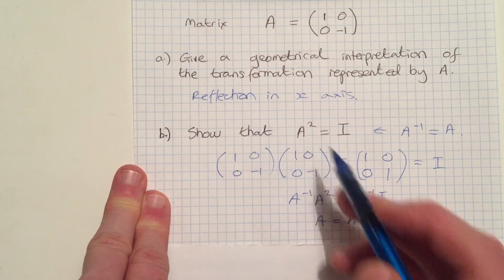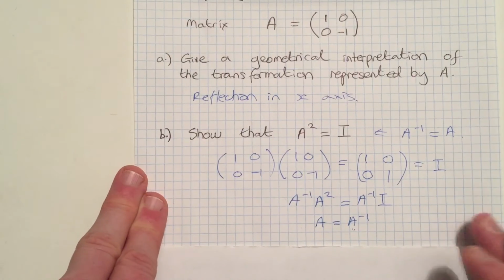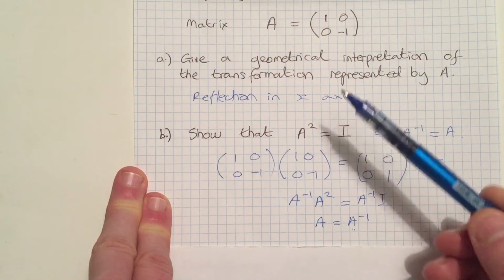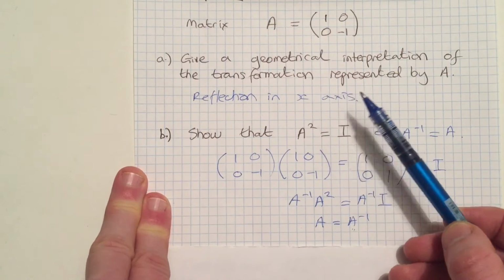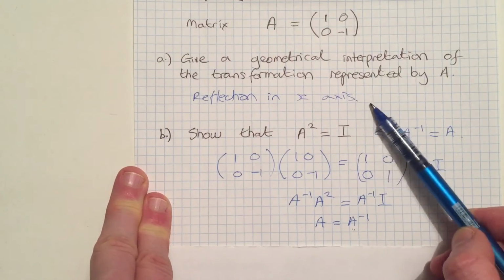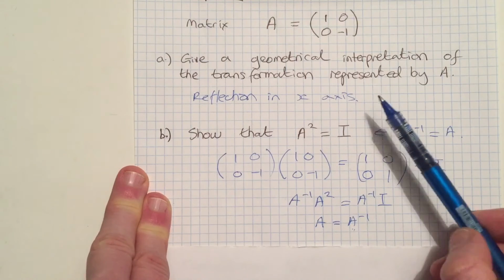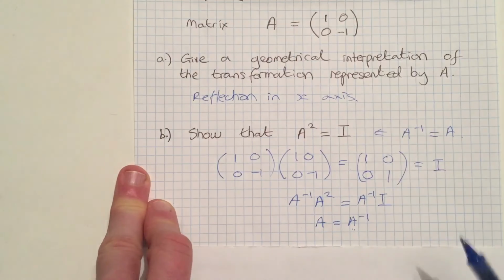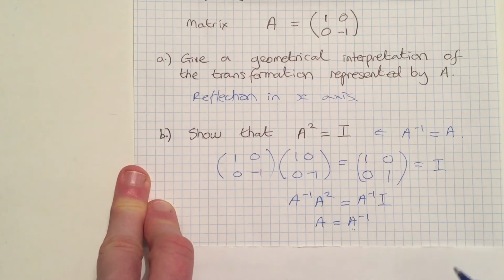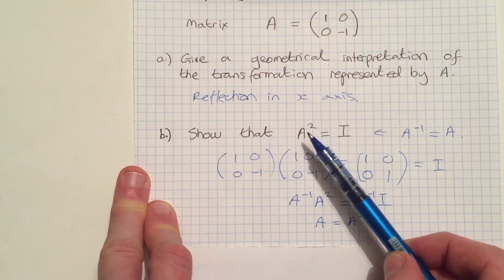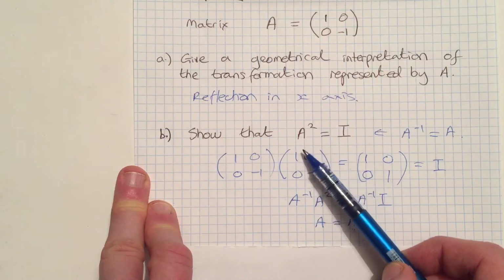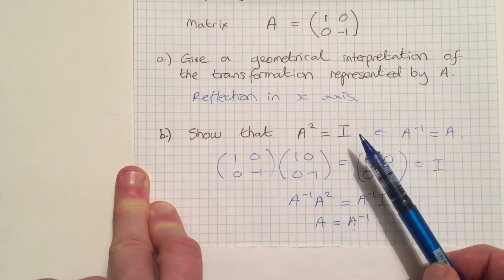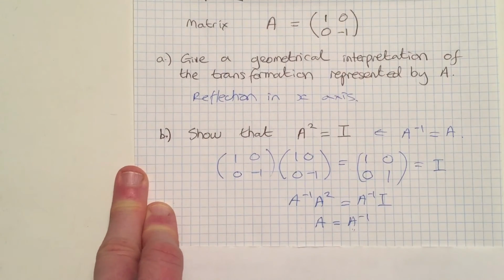It's its own inverse. Which, if we think back to the previous question, should hopefully make sense, because if we apply the matrix A, that means a reflection in the x-axis. And if I do that again, that's going to take me back to where I began. So it's self-inverse. If I do this transformation twice, if I reflect in the x-axis and then reflect in the x-axis again, then I'll get back to where I started from.